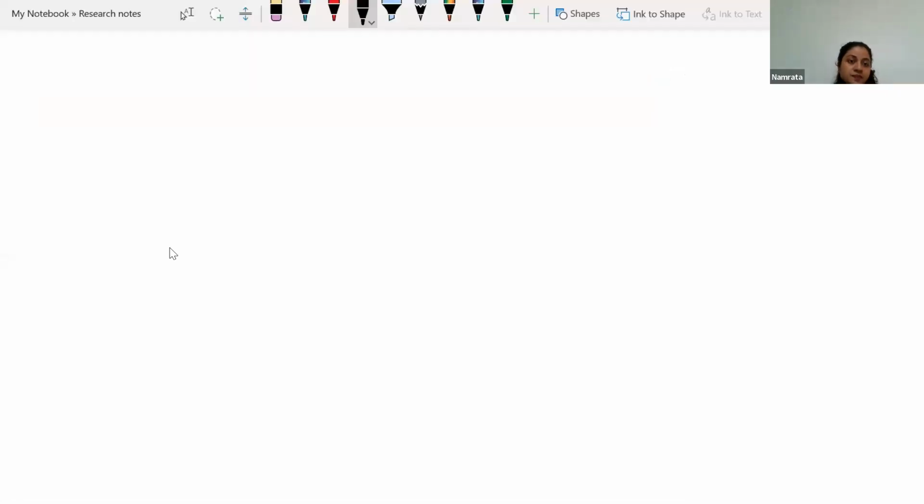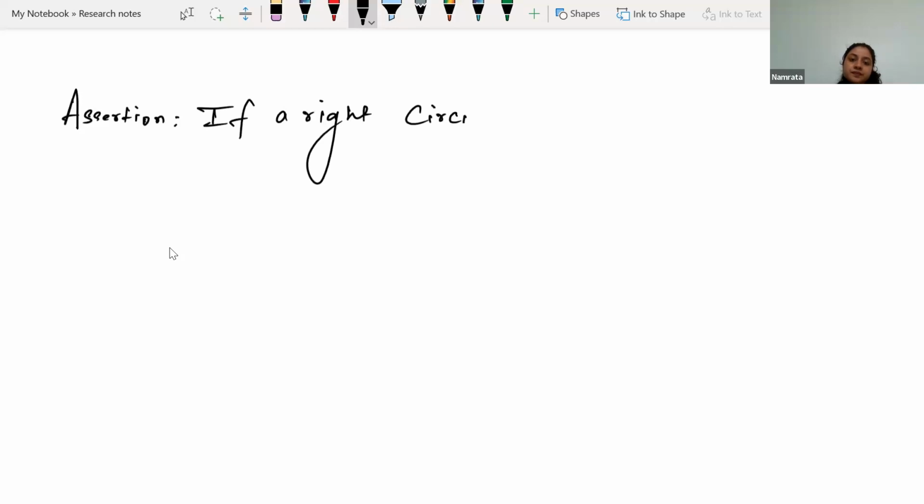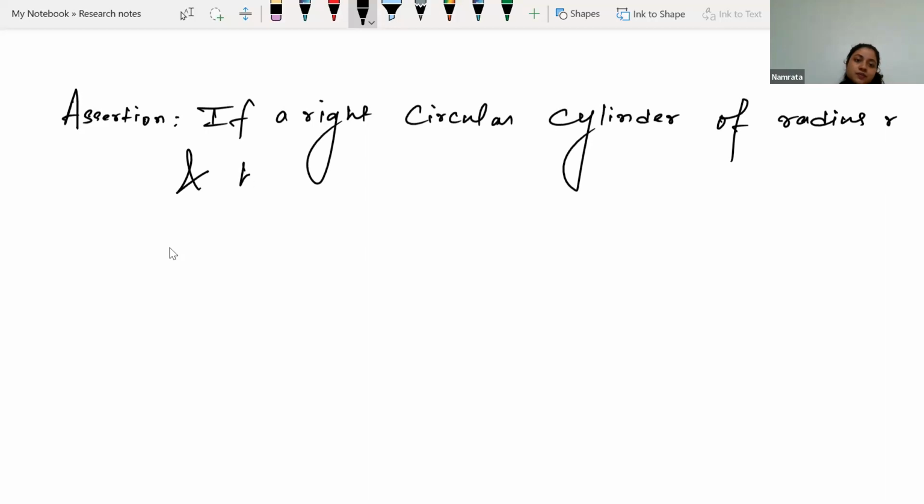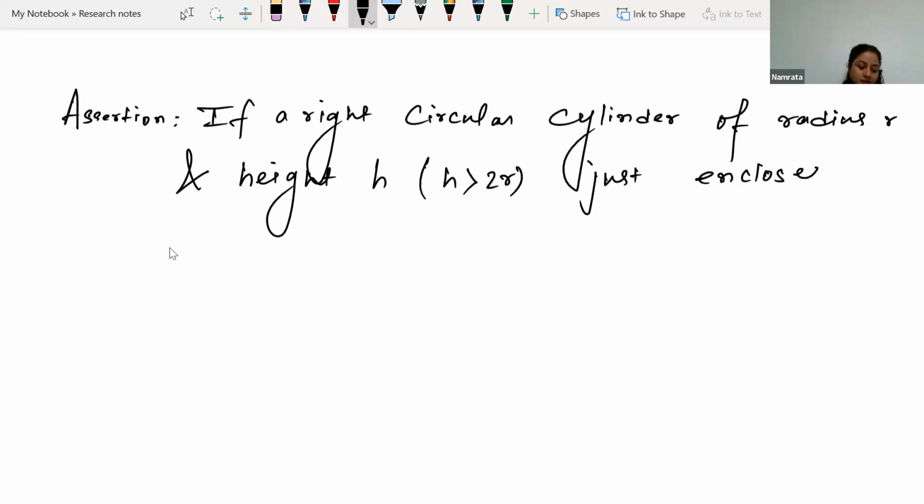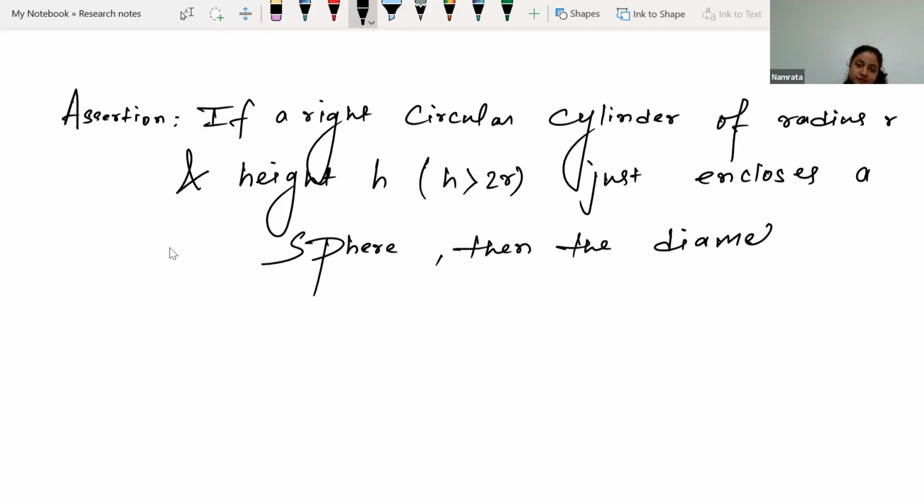One of the questions is like this. There is an assertion which says that if a right circular cylinder of radius r and height h, where h is greater than 2r, just encloses a sphere, then the diameter of the sphere is 2r. Is it true?